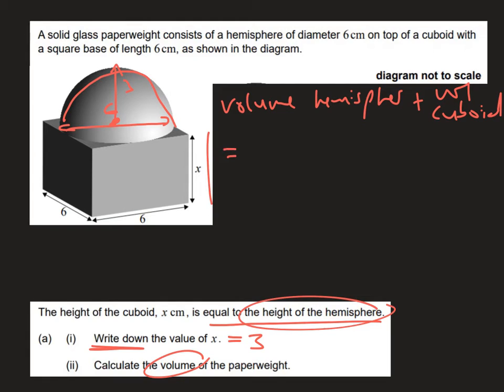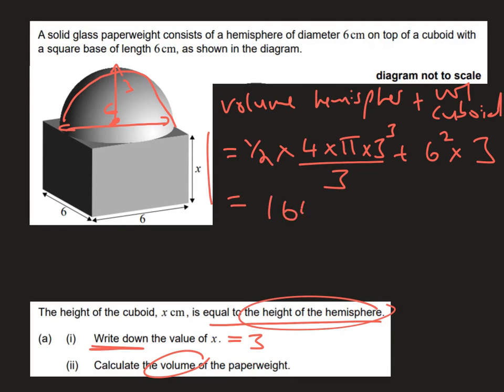So the hemisphere is going to be half times 4 times pi times r cubed over 3. So that's just half times the volume of a sphere formula, plus the volume of a cuboid, which is going to be 6 squared, the base area, times the height, which is 3. And if we do that, we end up with 164.548, which is going to be 165 centimeters cubed, correct to 3 sig fig.